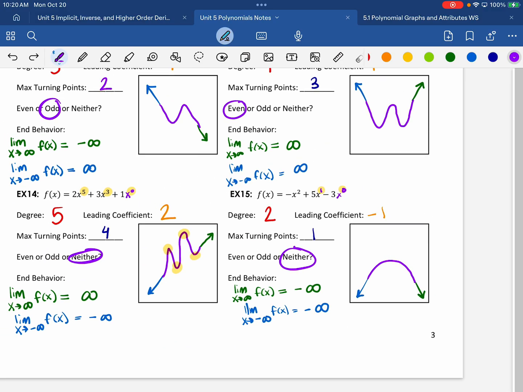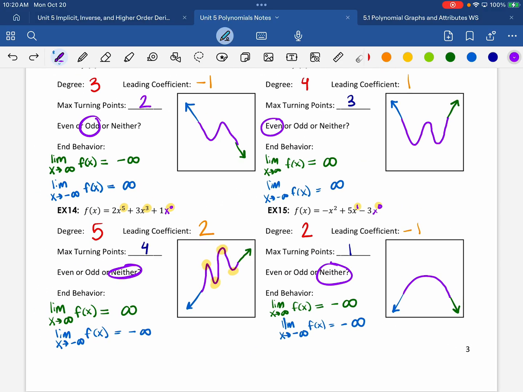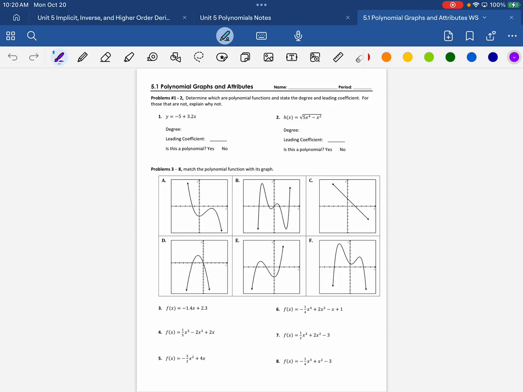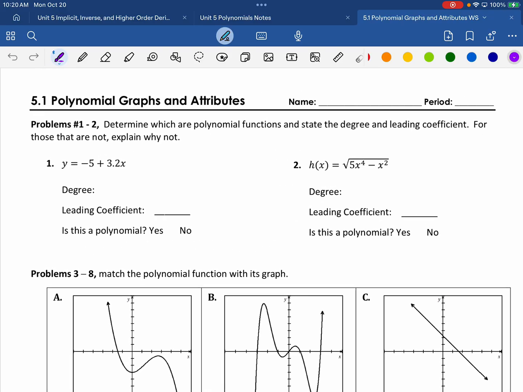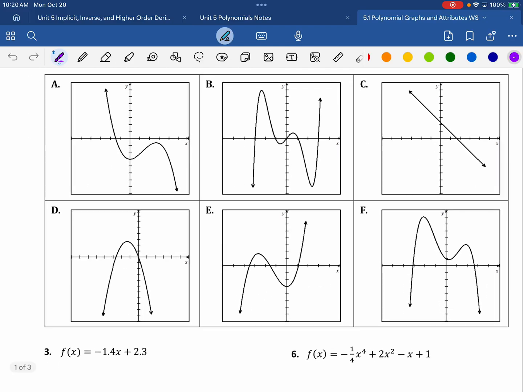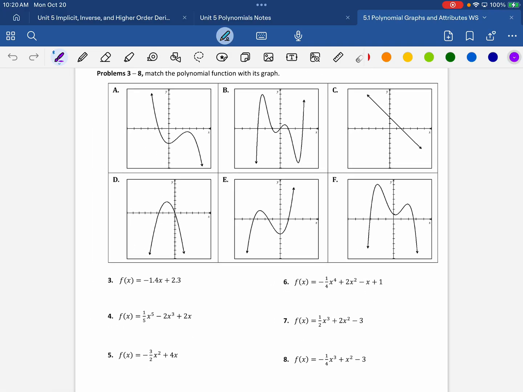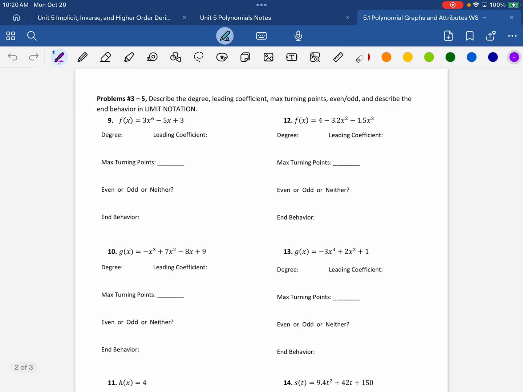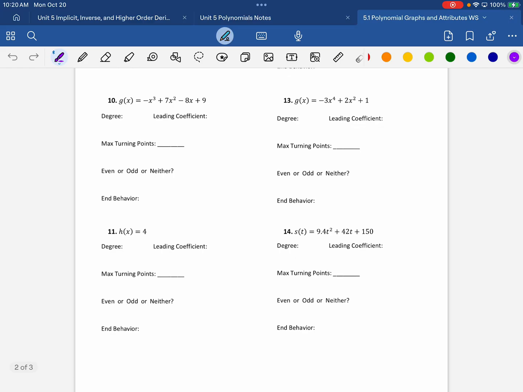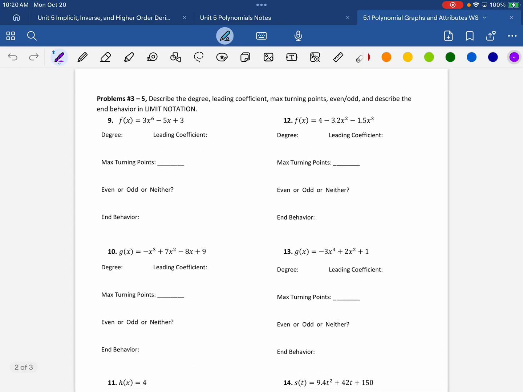All right. So let's talk about your homework now. It should go by pretty quickly. I think most everybody in second period said they finished their homework in class. On 1 and 2, you're just telling me the degree, the leading coefficient, and if it's a polynomial or not. If it's not a polynomial, you do not have to answer the questions. And then 3 through 8 are matching with the functions down below. And then on the back, kind of like what we did on the notes, make sure you're practicing the end behavior with your limit notation.